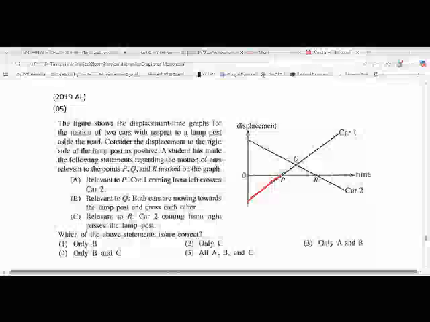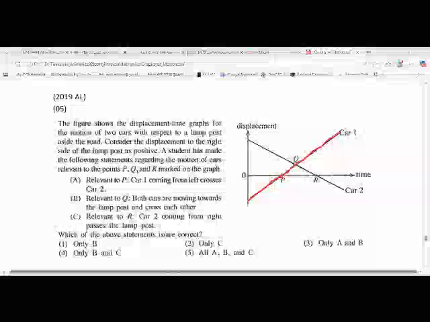Okay, because they measure displacement from the lamp post. When displacement is 0, we can consider he is near the lamp post. Okay. Then here you can see displacement is 0. Then he is on the lamp post. After that, car 1 is moving away from the lamp post in uniform velocity.